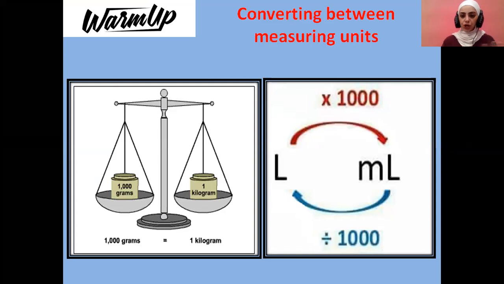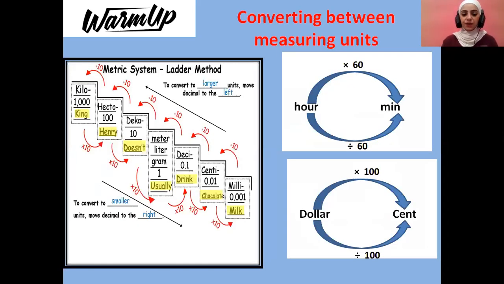When you change from any big unit to a smaller one, we multiply. From a small unit to a larger one, we divide. So from kilograms to grams, from liters to milliliters, we multiply by 1,000. From milliliters, the small one, to the larger one, liters, or grams to kilograms, we divide by 1,000. Okay? And we already have the converting between measuring units.